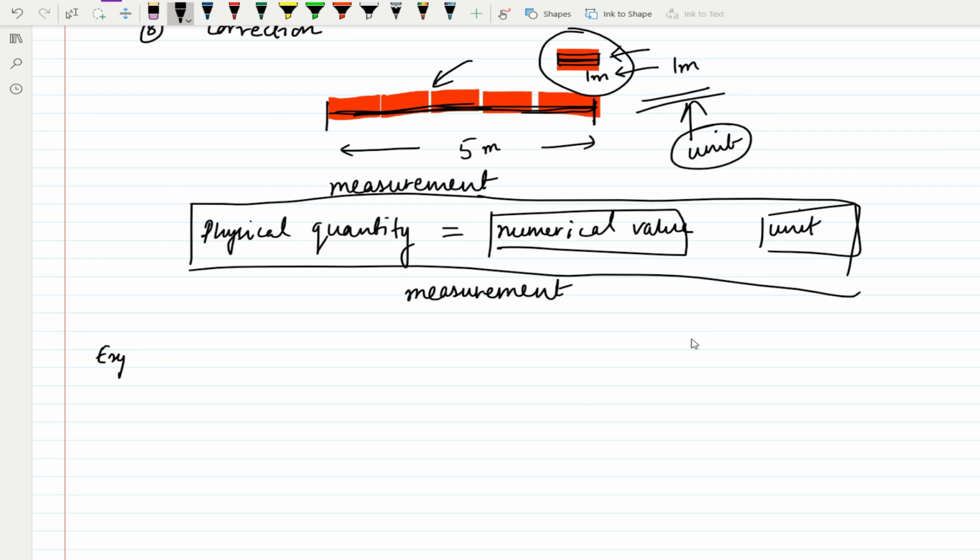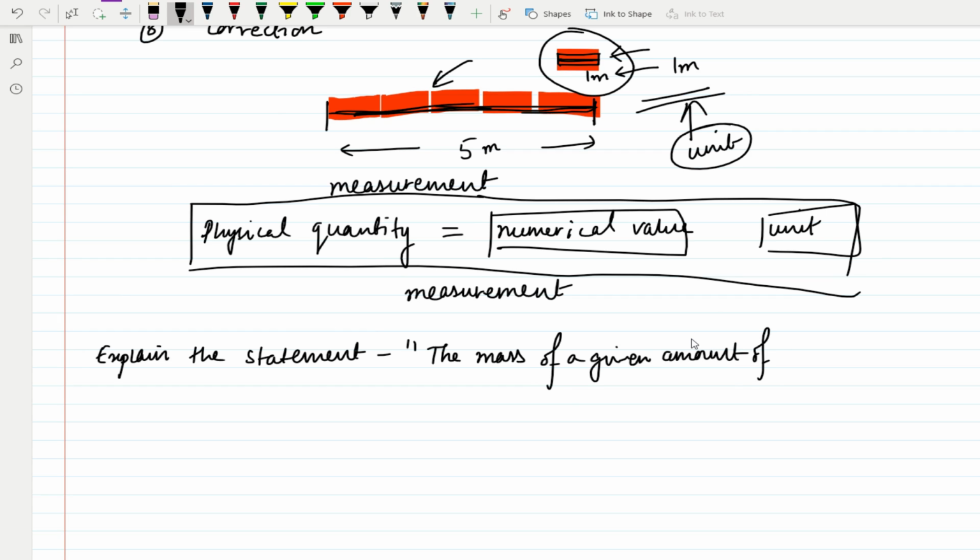Now you have to understand a few things. Suppose you are asked to explain the statement, the mass of a given amount of sugar is 5 kilogram. Now if you are asked to explain this statement, what does this statement mean? So first you have to identify the physical quantity which we are talking about. So this is the physical quantity mass.